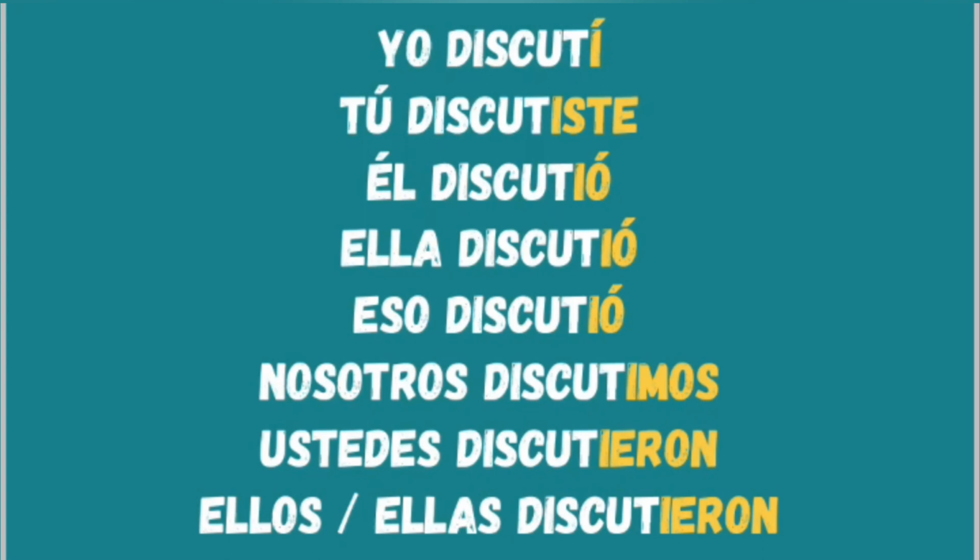Now, if you want to say he discussed or he argued, then you have to say in Spanish, él discutió. Now, with the next personal pronoun, we have she. If you want to say she discussed or she argued, then you have to say ella discutió. It's ending with letter I and O with an accent. Third person, same ending.